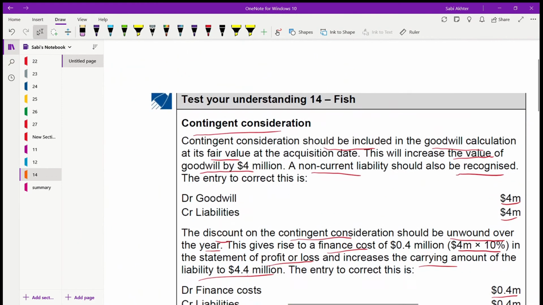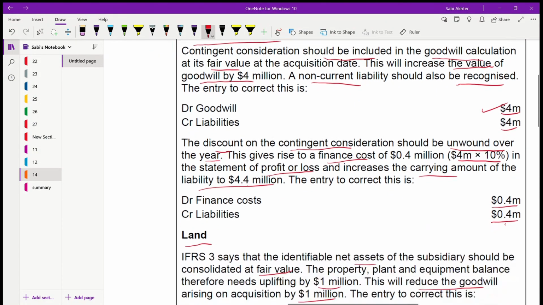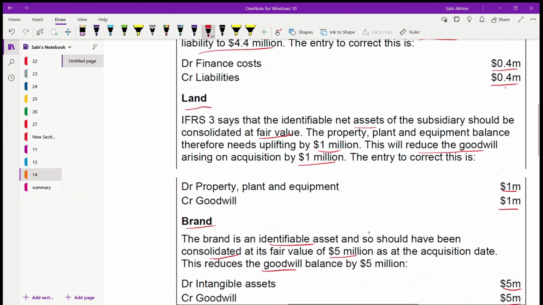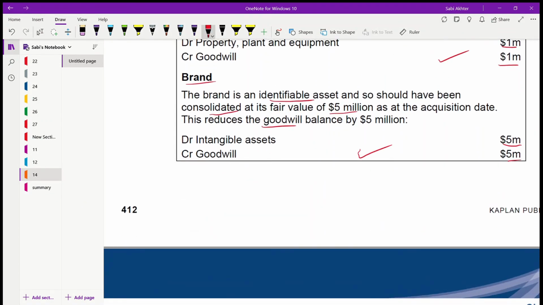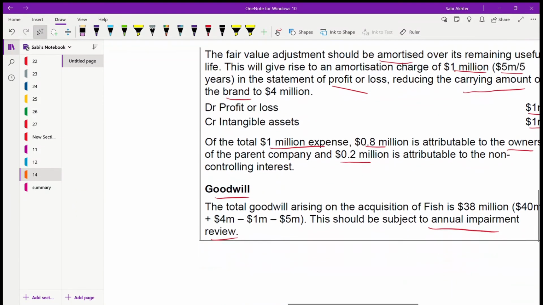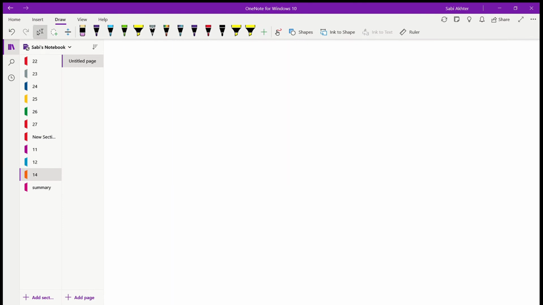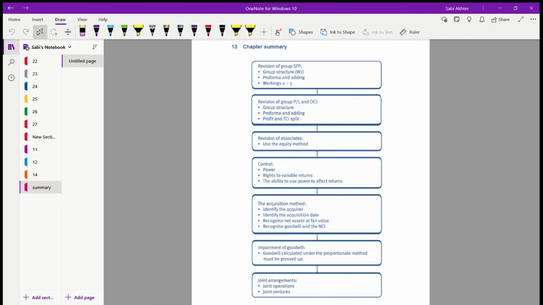Okay, if you see under the first one, debit goodwill, so you have to add 4 million. Then under the second one you have to minus 1 million because you're crediting, and the third one you are crediting 5 million, so minusing 5 million. So what are you doing here? From 40 you add 4, you minus 1, you minus 5, so 38 is your goodwill. Okay, so that's it. Now let me summarize what all I have covered in all these 3 parts of IFRS 3.